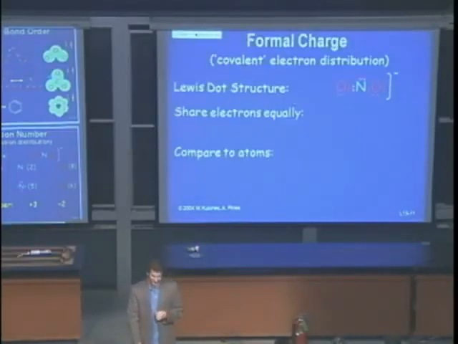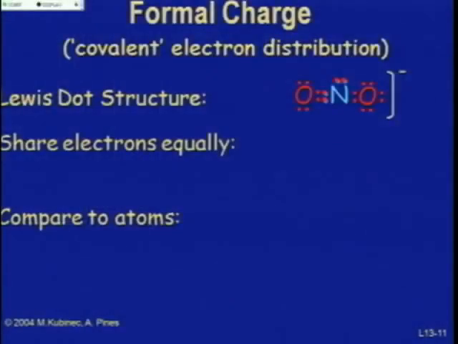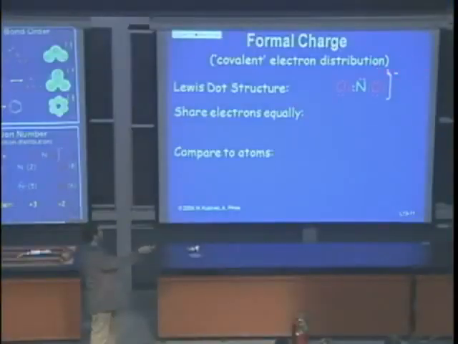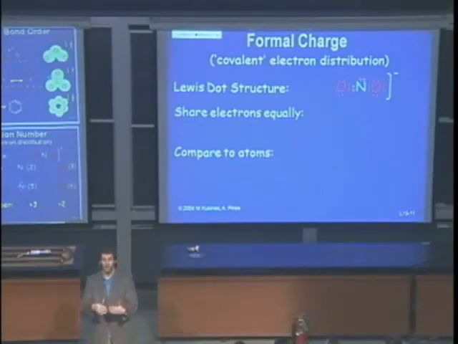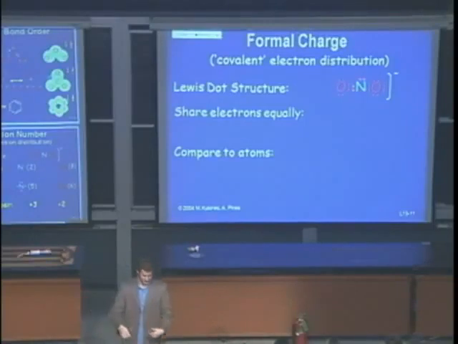2 more slides, and then we can have some fun. So stick with me through formal charge. Formal charge is a way of assigning a sort of charge state in a covalent electron distribution where we're sharing electrons. Now we see that this NO2 has an overall charge of -1. And formal charges give us the charge of each individual atom, and the sum of the formal charges on the atoms must equal the overall molecular charge.